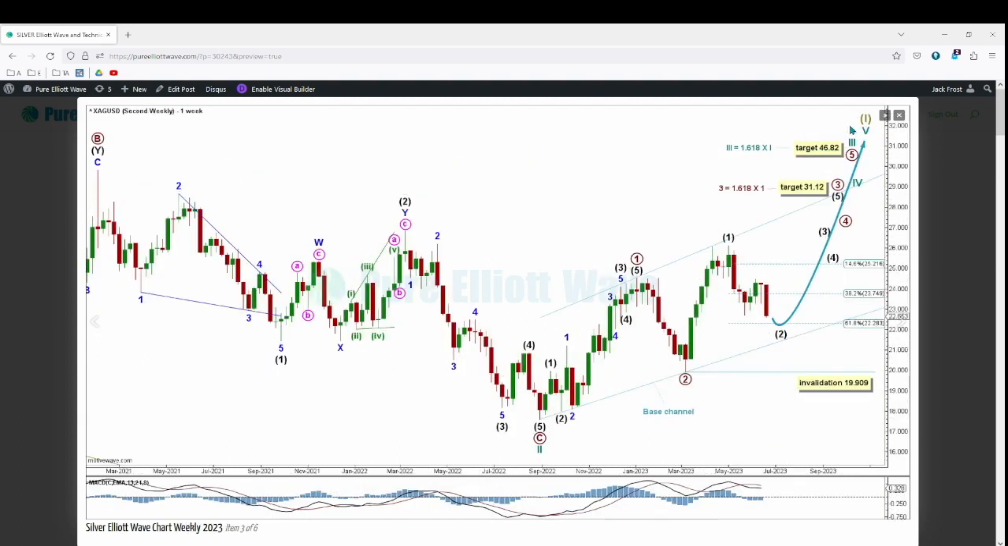And on the bullish chart here, within supercycle wave 1, cycle waves 1 and 2 may be complete. Now expecting increased momentum for intermediate wave 3, primary wave 3, and cycle wave 3. Primary wave 3 has a target to reach 1.618 times the length of primary wave 1 at 31.12, and cycle wave 3 is also expected to reach 1.618 times the length of cycle wave 1 at 46.82.